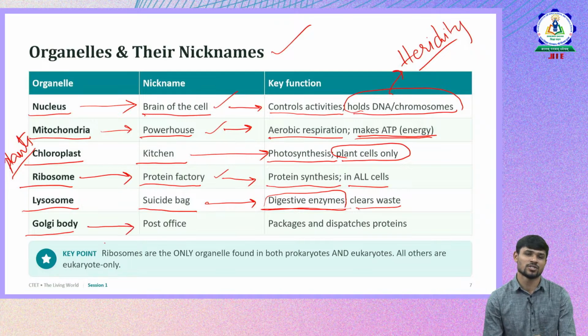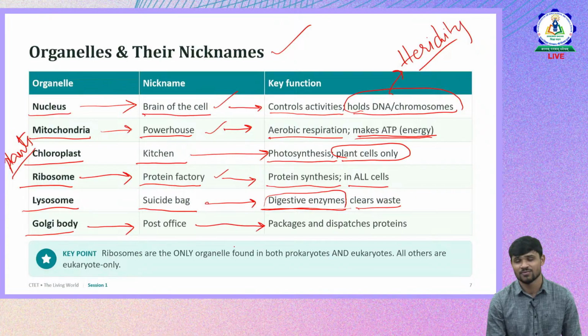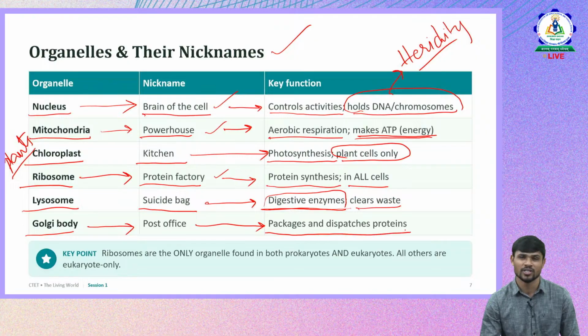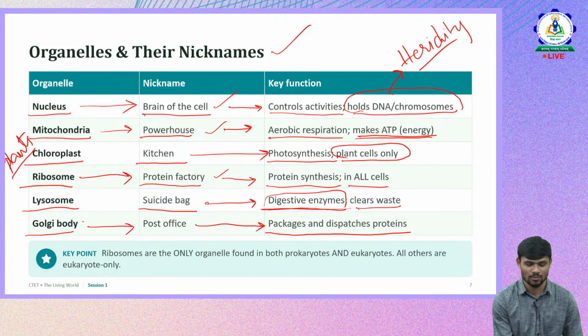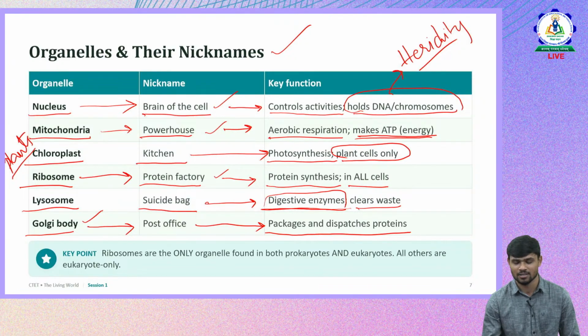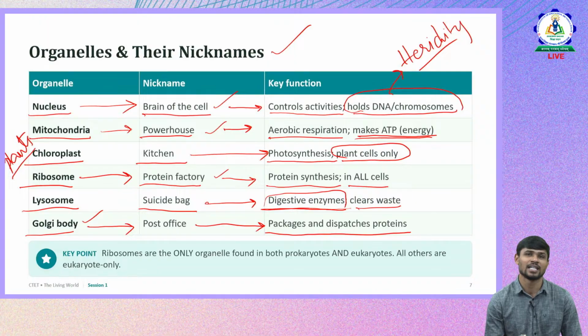Then Golgi body is the post office. The nickname is post office. And why is it called the post office of the cell? Because it packages and dispatches proteins. What does a post office do? It envelops all the letters and posts them to different places. So that is what Golgi body does inside the cell. It packages all the proteins and dispatches them to different places wherever the need of a protein is there. So these are the different organelles.